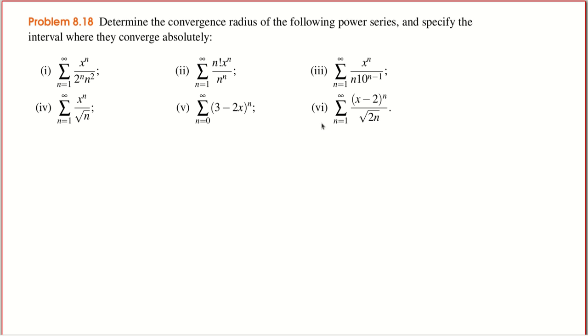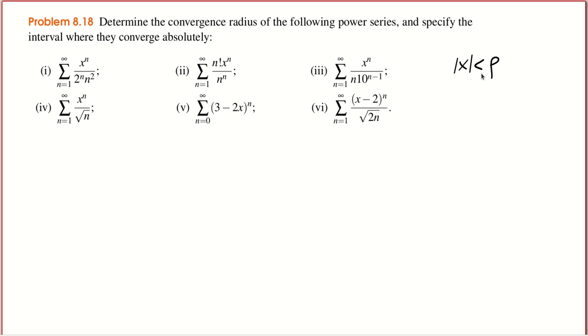Okay, in this exercise here, we have 6 different power series, and we have to calculate the convergence radius of each power series and specify the interval where they converge absolutely. Well, the interval where they converge absolutely is easy. It's just the absolute value of x smaller than the radius of convergence. So determining the radius of convergence automatically determines the interval of convergence.